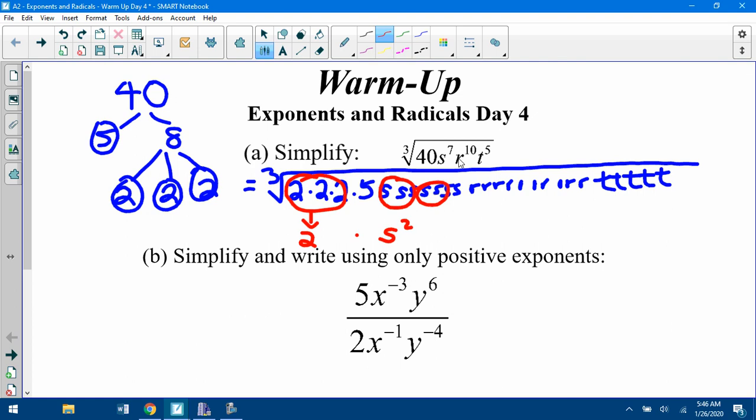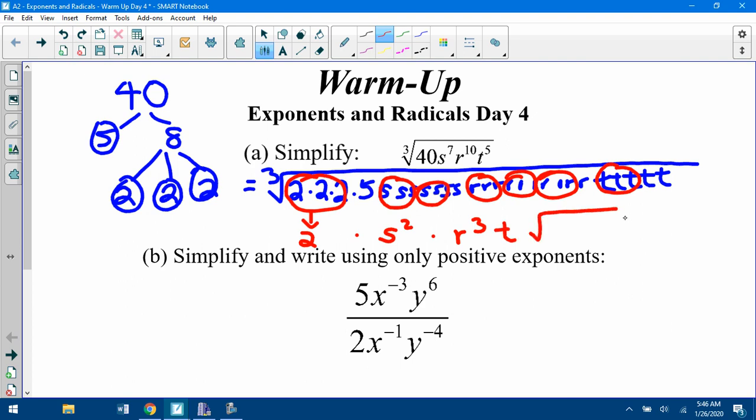Do the same thing with R's. If I divide by 3, how many groups am I going to have? 3 with 1 left over. And you can see there's a group of 3, there's a group of 3, and there's a group of 3, 1 left over. So we'll have R cubed. And how many groups of T's? Divide by 3, it only goes in once, but there'll be 2 left over this time. So 1 T out front.